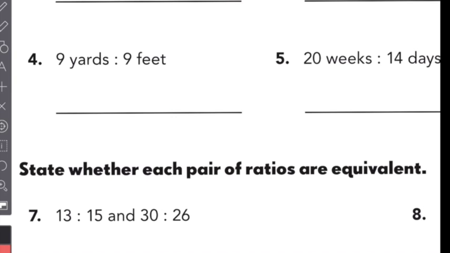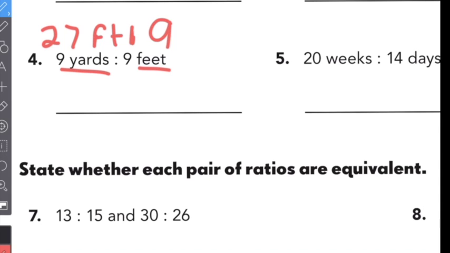So let's look at the first one. The first one I have yards and I have feet. I notice the smallest one is feet. I know that there's 3 feet in a yard, so it's going to be 9 times 3, which is 27 feet. So it's 27 feet to 9. Sorry, let me erase that. 27 feet to 9 feet.